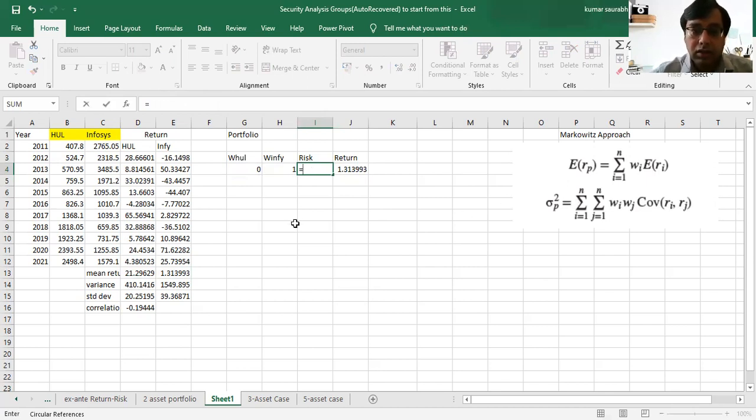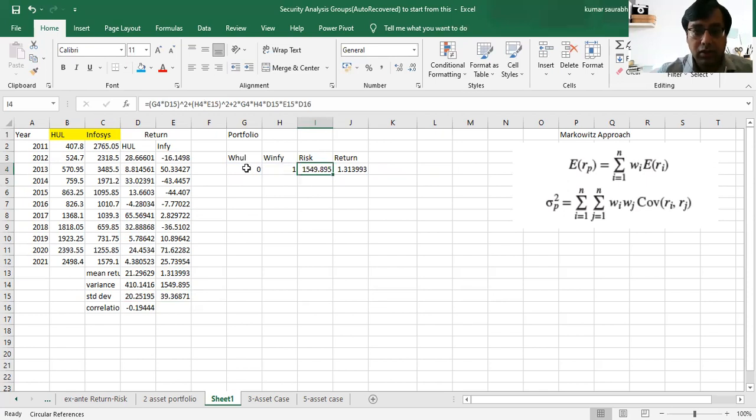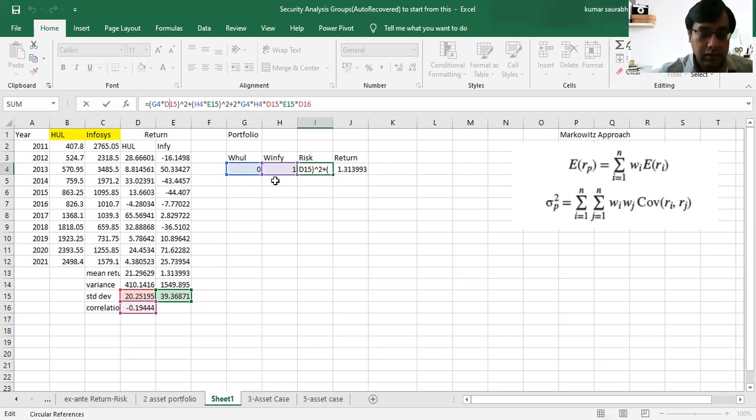Next, for risk, using the formula, risk says weights in HUL into its standard deviation, square of that, plus weight put in Infosys into its standard deviation, square of that, plus 2 into weights in HUL into weights put in Infosys into standard deviation of Infosys and HUL and multiplication of it with correlation among the securities. I have got the risk for this particular portfolio. I will freeze certain cells like these, risk and correlation.